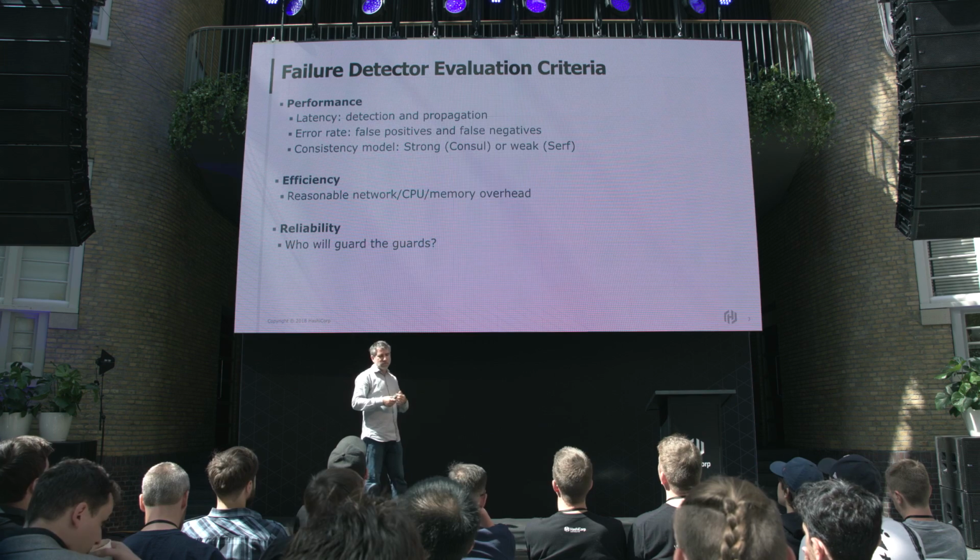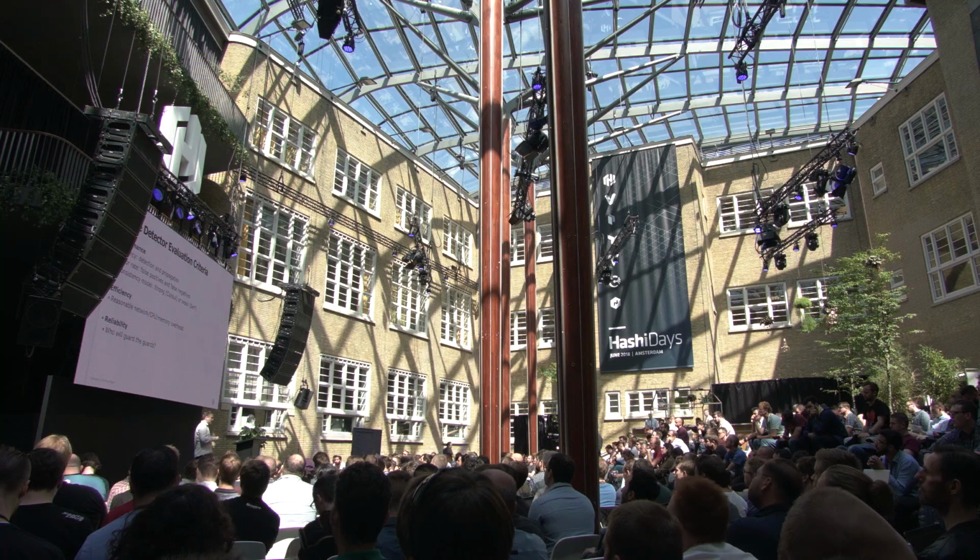We actually offer both. Consul offers a strong consistency model. If you need everybody to be on the same page, then it's possible to go to the Consul servers and get one definitive view of the health of the system, of the nodes. Or, if you don't need that, you can go with the weaker model. You can use Serf and get something that's more fresh.